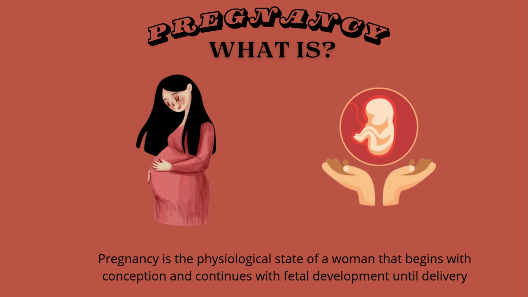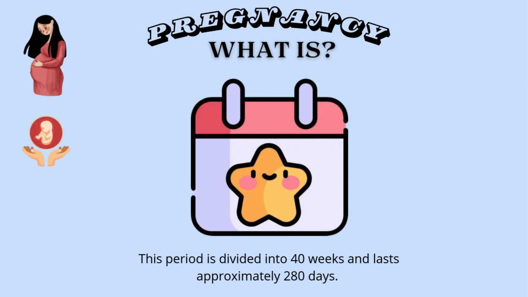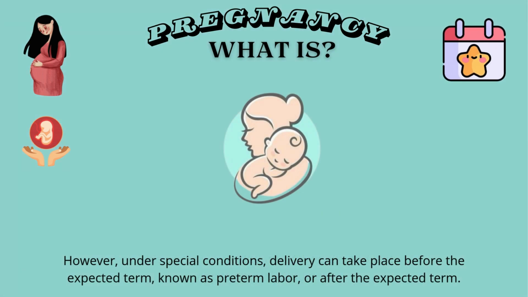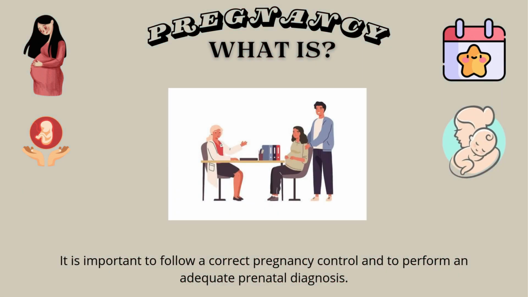Pregnancy is a physiological state of a woman that begins with conception and continues with fetal development until delivery. This period is divided into 40 weeks and lasts approximately 280 days. However, under special conditions, delivery can take place before the expected term, or after the expected term. It is important to follow a correct pregnancy control and to perform an adequate prenatal diagnosis.